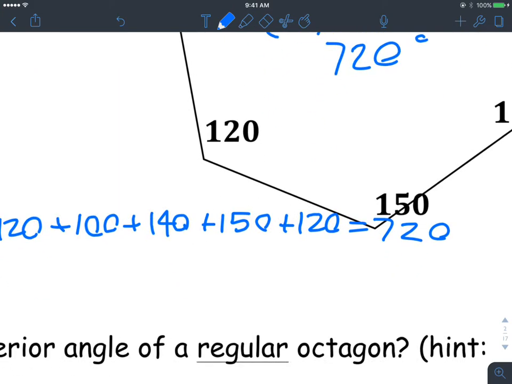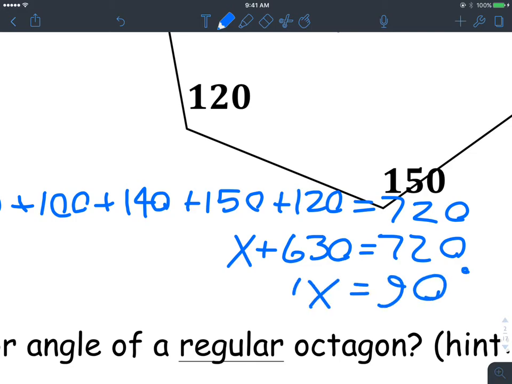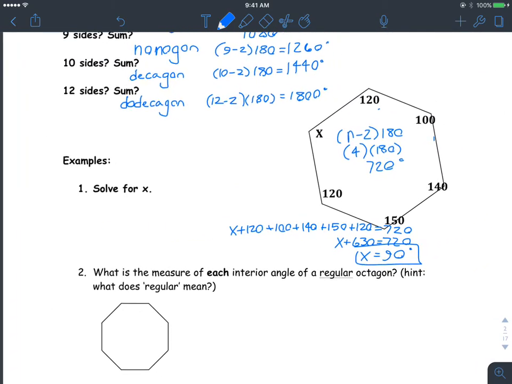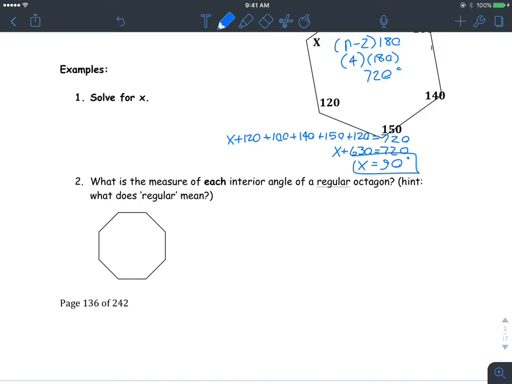And then I got 630. So we'll say x plus 630 equals 720. And then you would just subtract 630 from both sides, and then you get x equals 90 degrees. And obviously not drawn to scale, because that would look like a right angle. Well, that's really it right there.